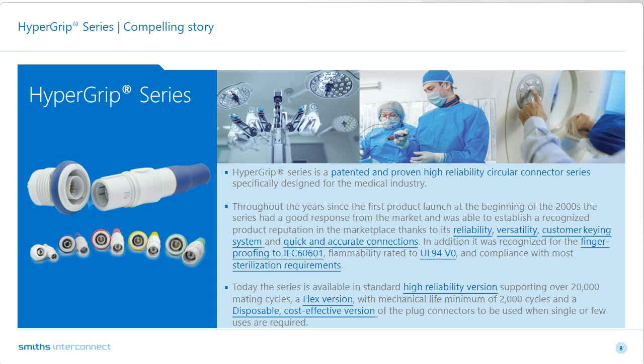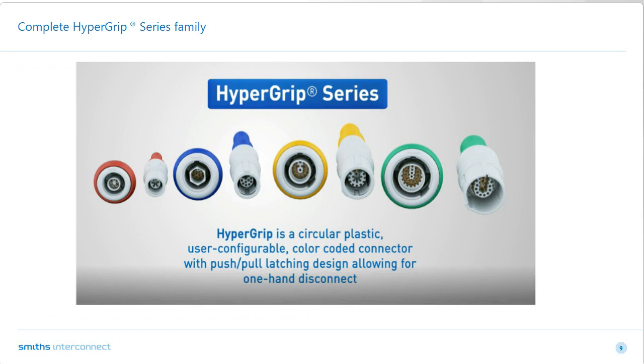Today, the market requires flexibility, and the Hypergrip series has evolved to support that. With the standard high reliability version with over 20,000 mating cycles, the Flex with over 2,000 cycles, and the disposable Hypergrip plug for limited use applications. Next, we'll have another quick overview that gets a little bit more into the graphics of the Hypergrip series.